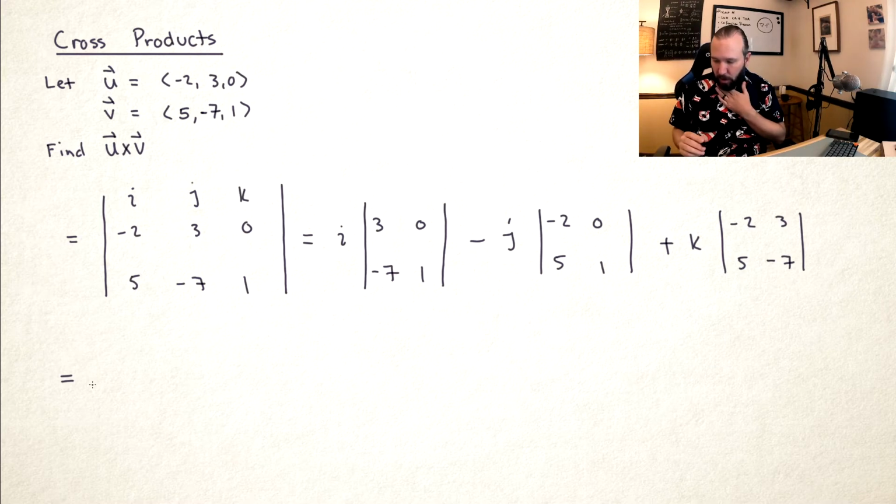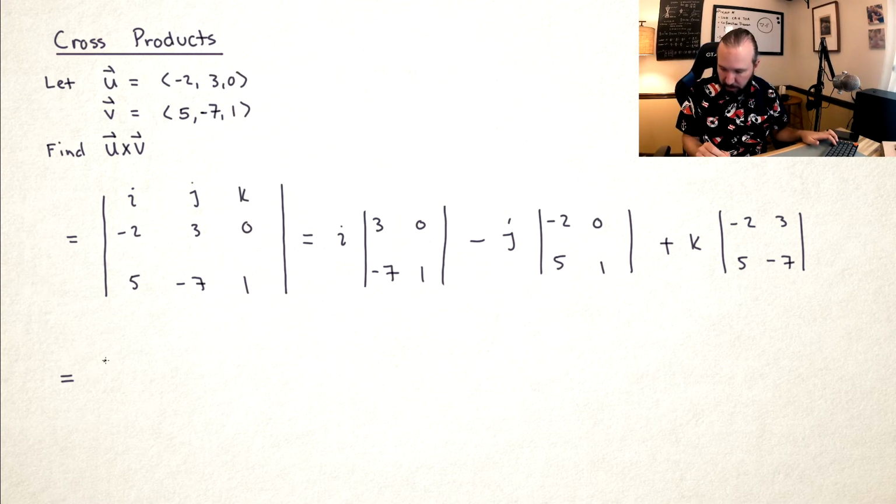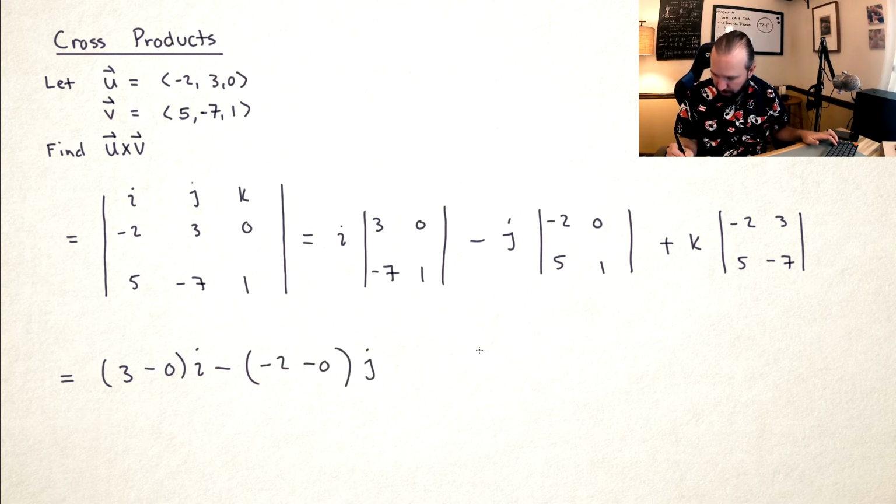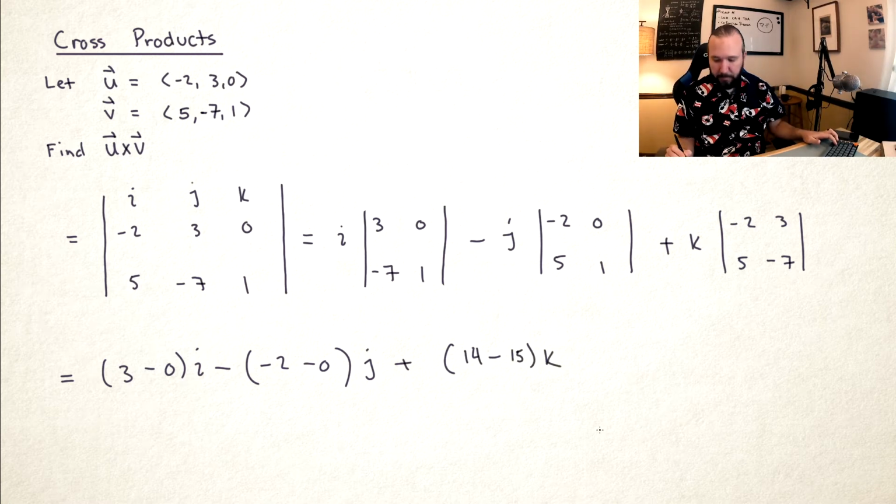All right, so after you expand it by minors, all you have to do after that is just work out what each of these little determinants is just by using that AD minus BC formula. So let's do that here. It's going to be 3 times 1 is 3 minus 0 i minus, okay, now this will be -2 minus 0 j, and then this one will be 14 minus 15 k.